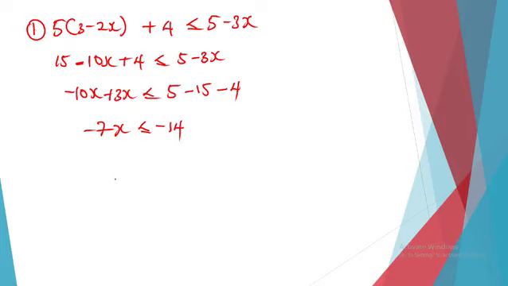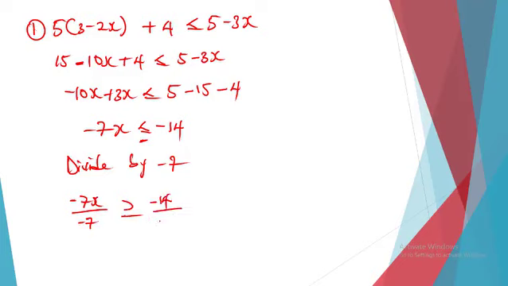Now what do we do here? We divide both sides by minus 7. When we divide both sides by minus 7, this sign will change. So we have minus 7x over minus 7, and this becomes greater than or equal to minus 14 over minus 7. The minus 7 cancels, and we have that x is greater than or equal to minus 14 divided by minus 7, which gives 2. That becomes the answer. So that is how it changes. Let's take one more example.